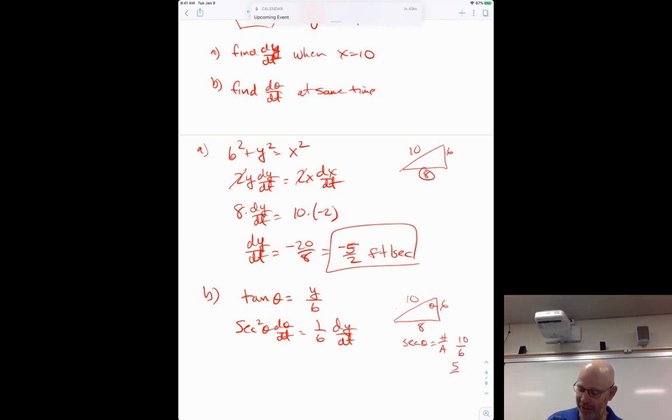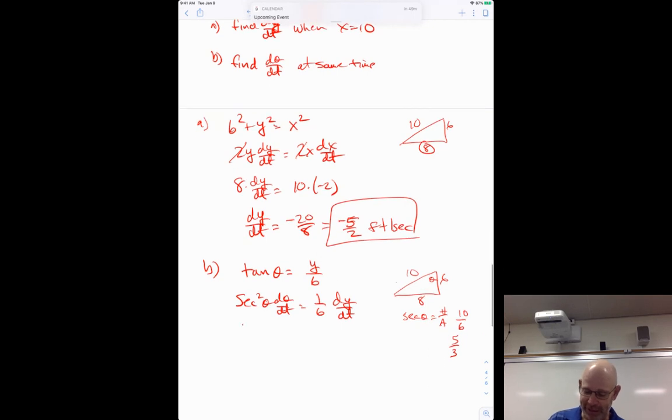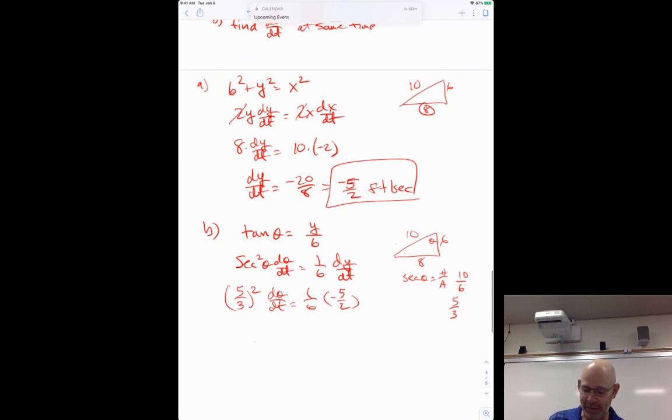Or reduced to 5 over 3. So that's my secant theta. So if I just go 5 over 3 squared times dθ/dt, which is what I'm looking for, equals 1/6 times my dy/dt, which was the answer from that last problem, which was -5/2. Now it's just an algebra problem.